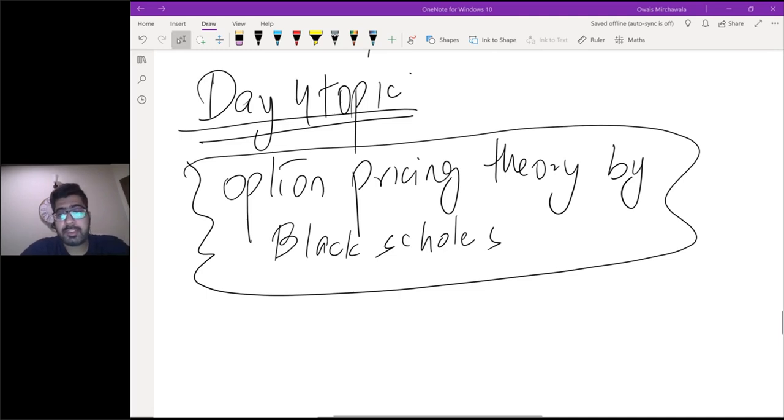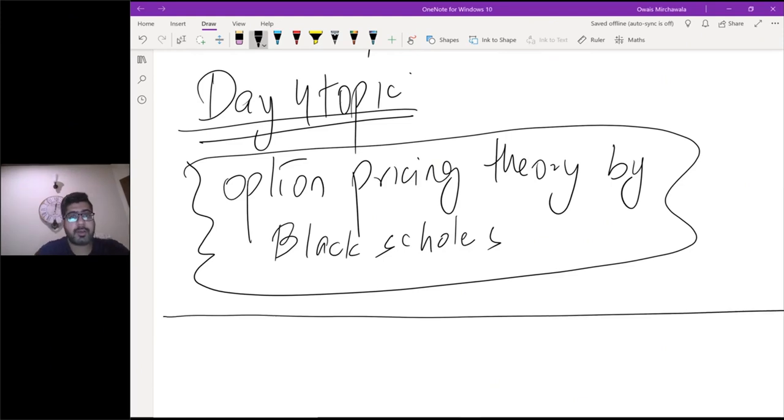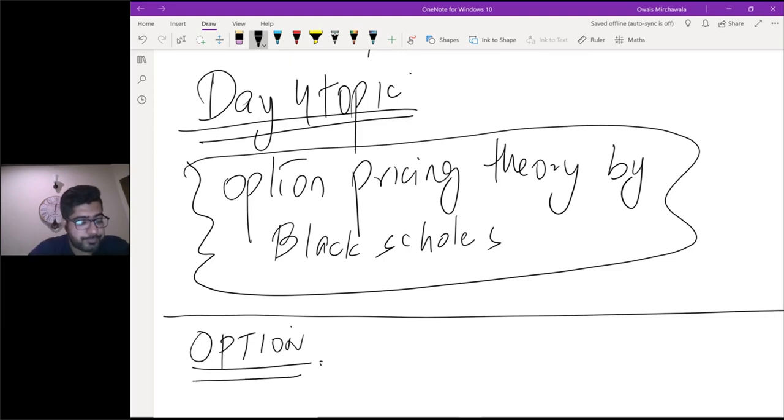Okay, so let's move towards the next topic for today. That is option pricing theory, also called option pricing theory by Black-Scholes. Before starting and rushing towards the computations, since this is an option pricing theory, let me give you some introductory information about what exactly an option is, and then we can move towards option pricing theory.